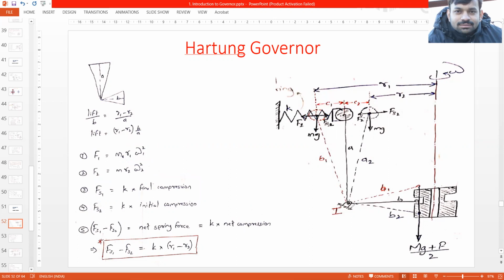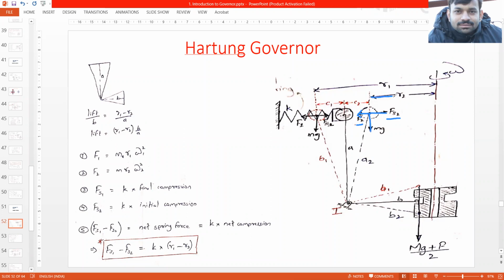Now if the speed of the engine decreases from its mean speed, then what will happen? We'll achieve this configuration. The ball will move somewhere over here. The spring force would be acting in this direction, that is Fs2, and again the centrifugal force would be acting in this direction, that is F2, and mg force in this direction.